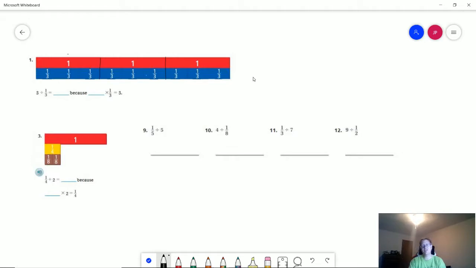And so we want to figure out how many total parts we are going to have for three whole shapes if we divide those shapes into thirds. We would end up with 1, 2, 3, 4, 5, 6, 7, 8, 9.